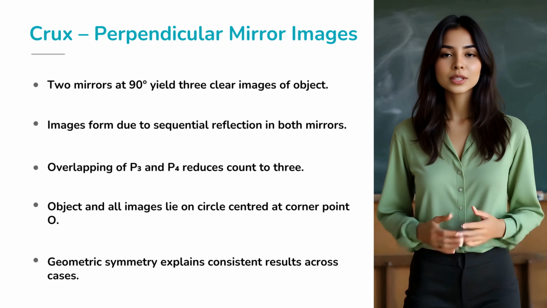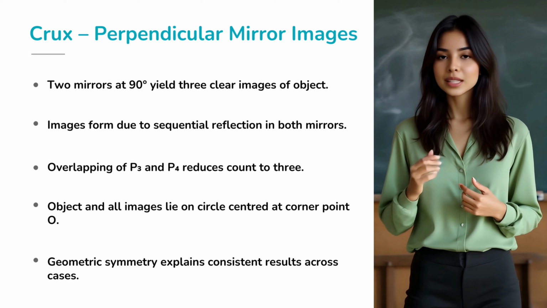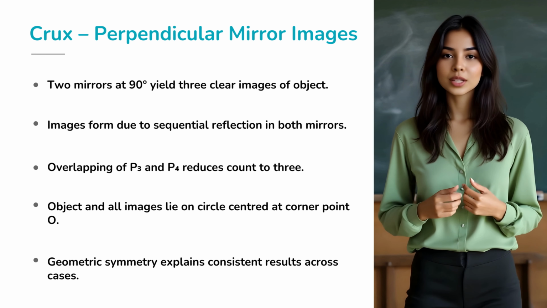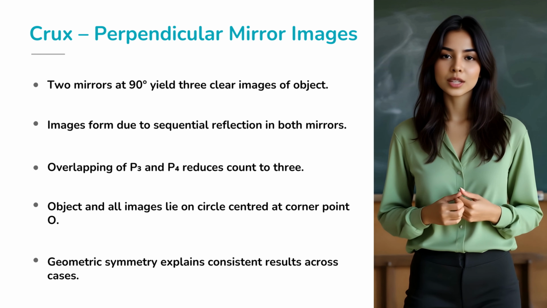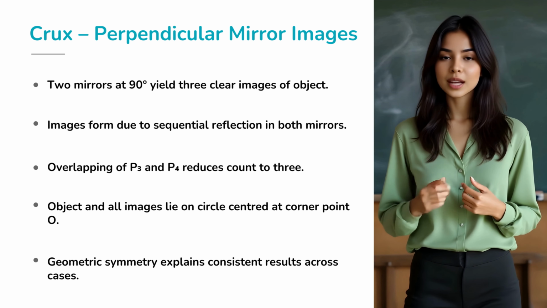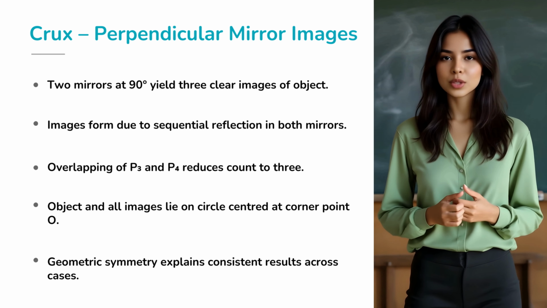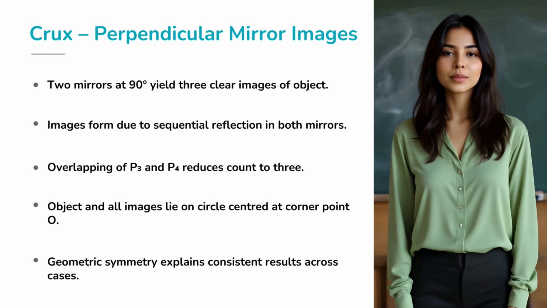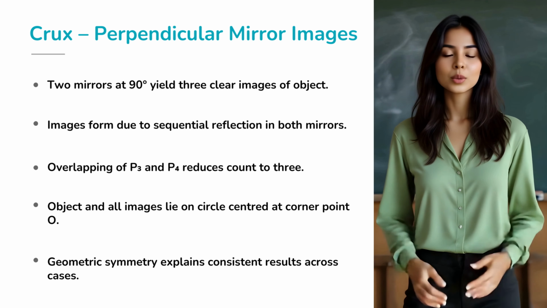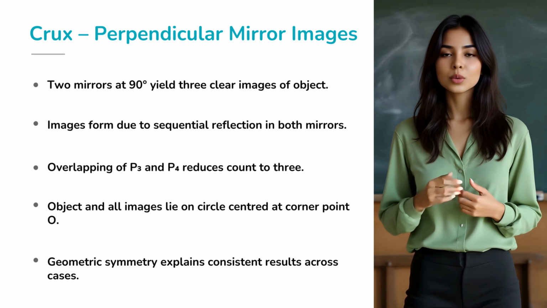So, what have we discovered today? Two perpendicular mirrors, meeting at 90 degrees, always form 3 images of an object placed between them. Each image is born from reflections bouncing between mirrors, but 2 of them overlap, so we only see 3. All these images, along with the object, lie on a circle centered at the corner point O.